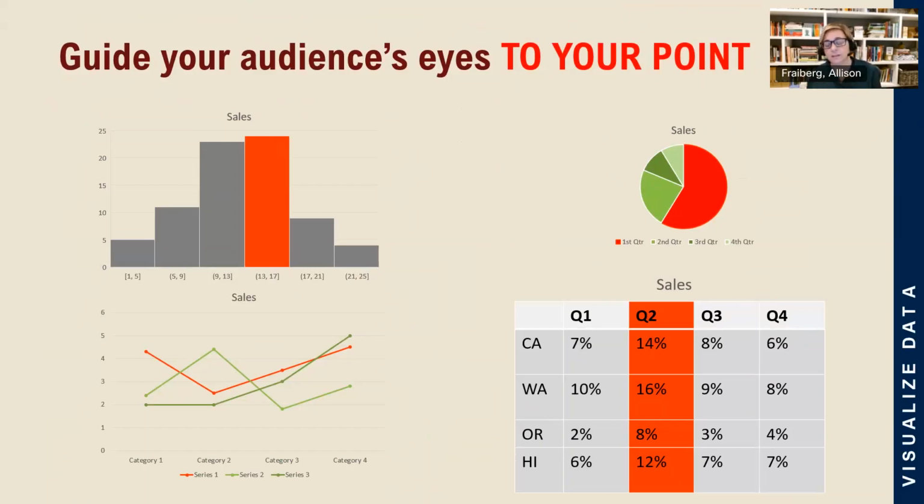And if you feel the need to put a whole table up there, please highlight what you want us to look at. In this case, I've highlighted quarter two. So make sure you're guiding people's eyes whenever you put data up there. Graphs or charts, tables, whatever you're putting up there, show us what to look at. Don't just tell us what to look at.